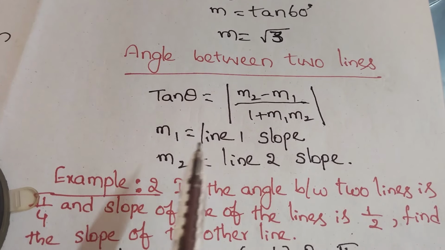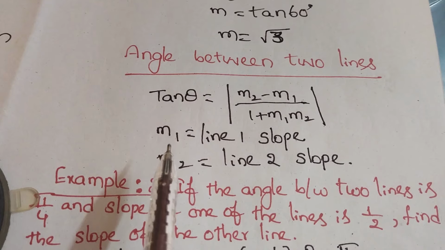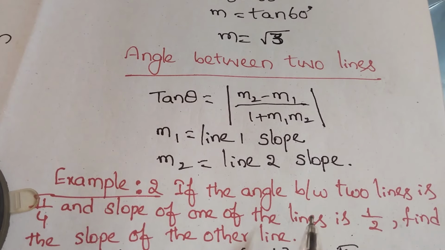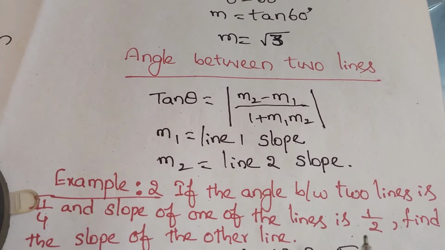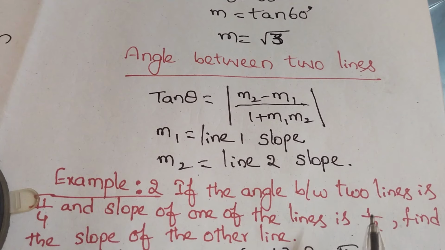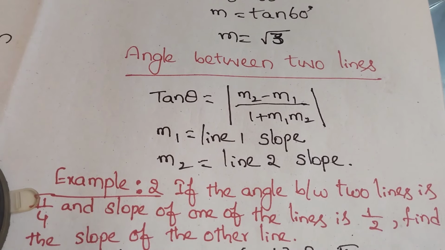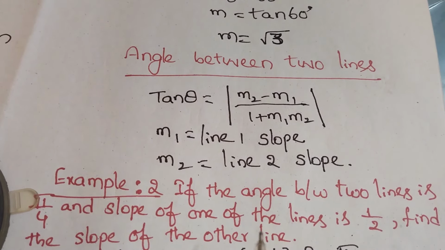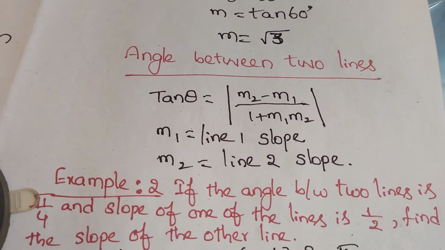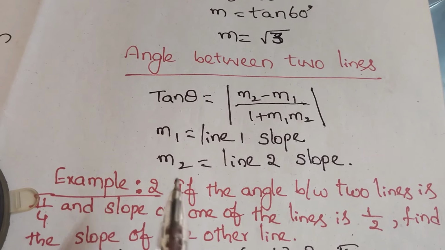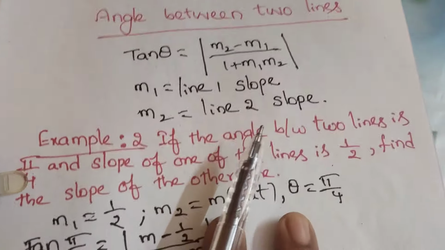I said before, line 1 slope is m1. We consider this as line 1. So line 1 slope is m1. m1 they given. m1 is 1 by 2. And find the slope of the other line. So line 2 slope we need to find. m2 we need to find. So first we write the data.